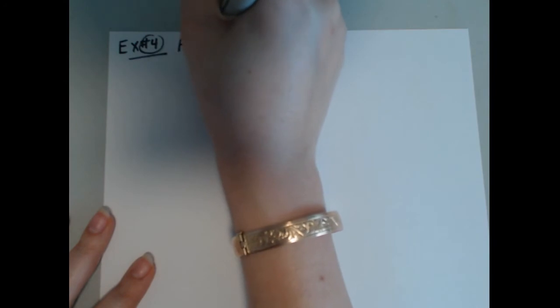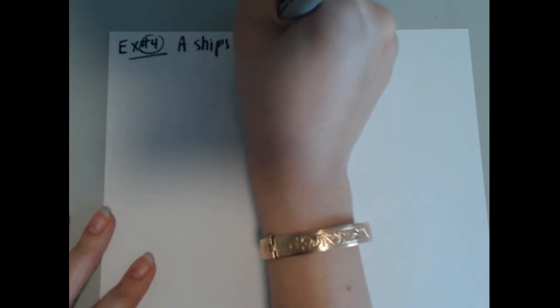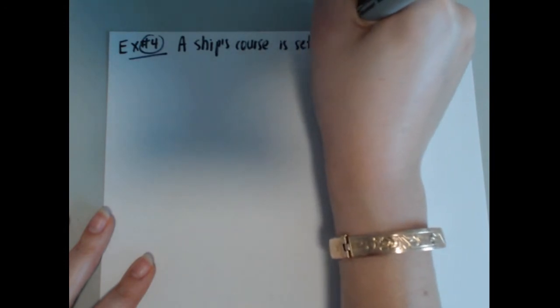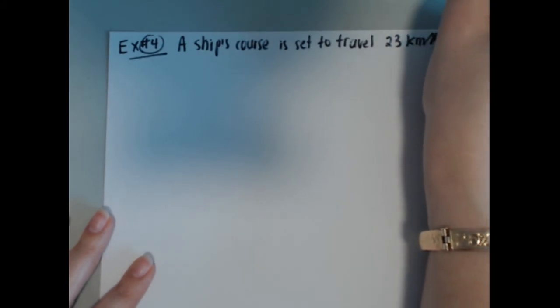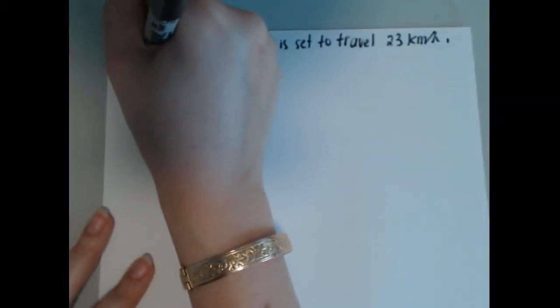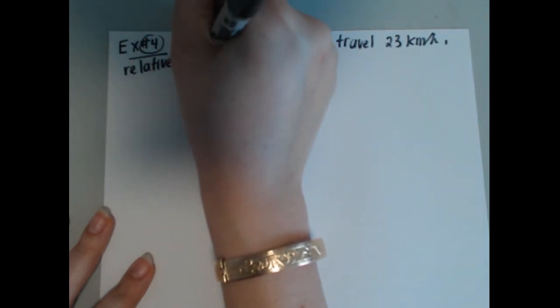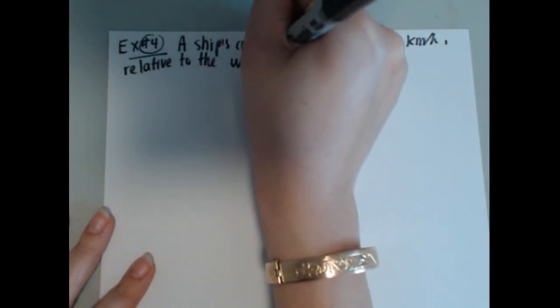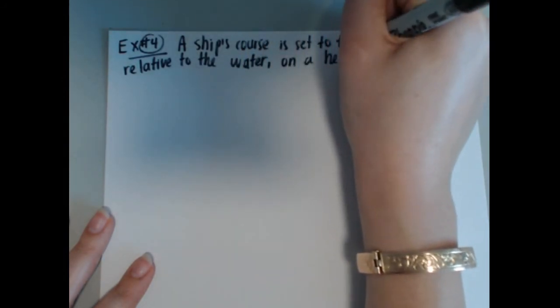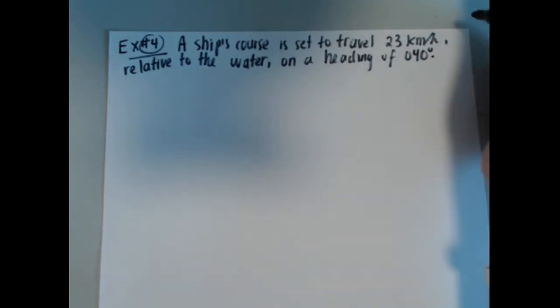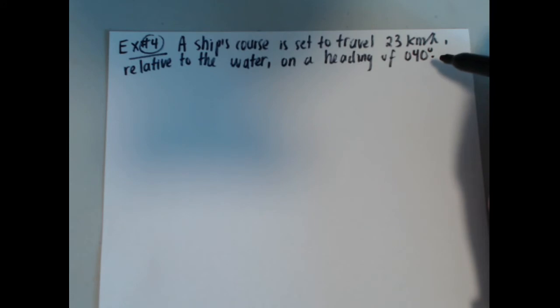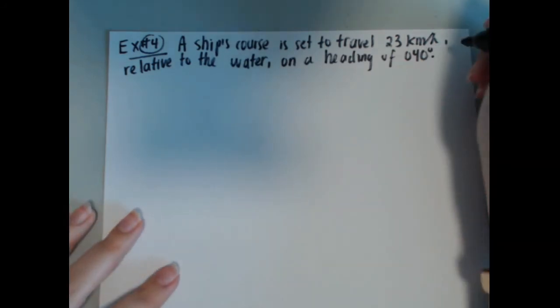All right. A ship's course is set to travel 23 kilometers per hour relative to the water on a heading of 040 degrees. Okay, I want you to notice that is a true or azimuth bearing. There's 3 digits, so that means I'm measuring this clockwise starting from north.